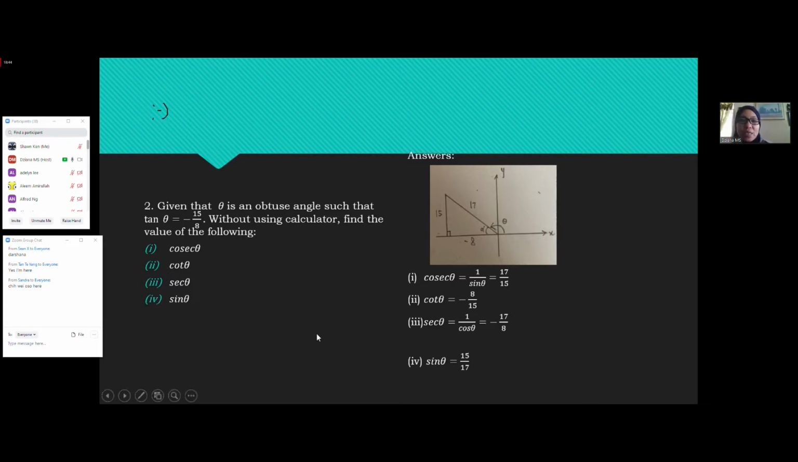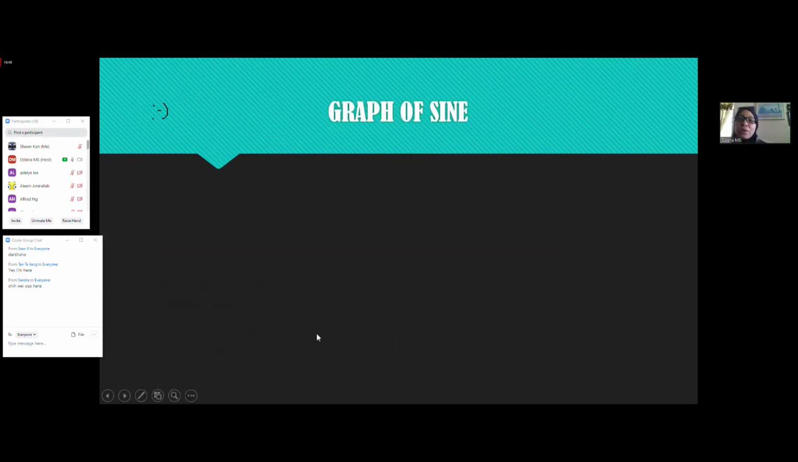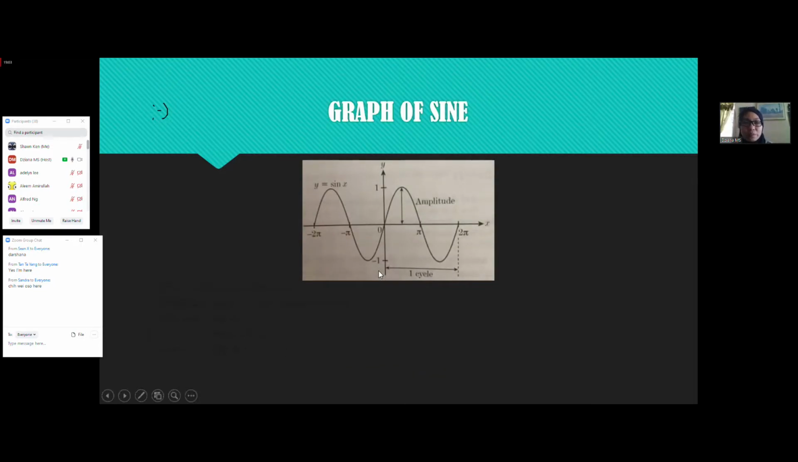Right, now. I think you have learned the graph of sine in maths, so basically the first part is just a revision for you. This is our graph of sine. Still remember this, right? If I have y equals sine x, this is how my graph looks. Usually, we will ask you to sketch from 0 to 360 or 0 to 2 pi. In this question, they are using pi, so 0 to 2 pi, or for the negative angle, 0 to negative 2 pi. What are the characteristics of the graph of sine?